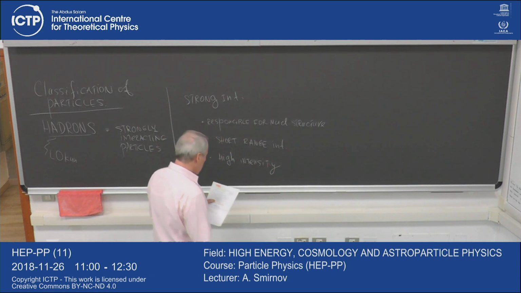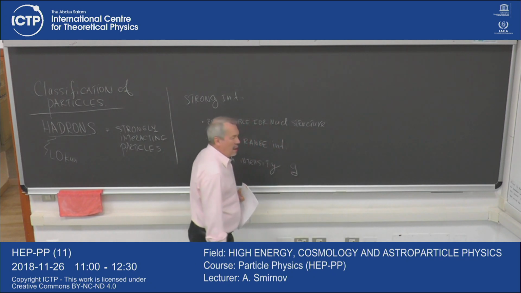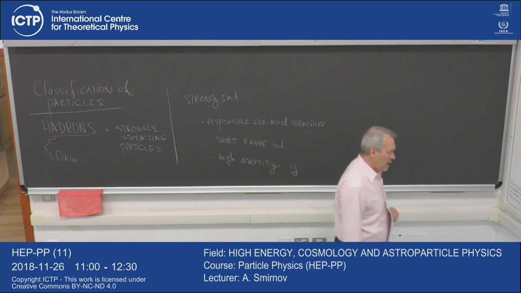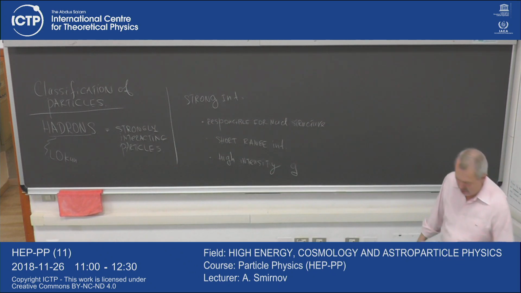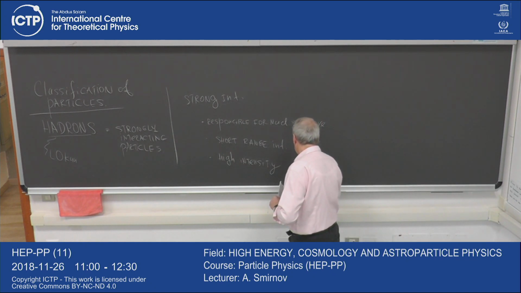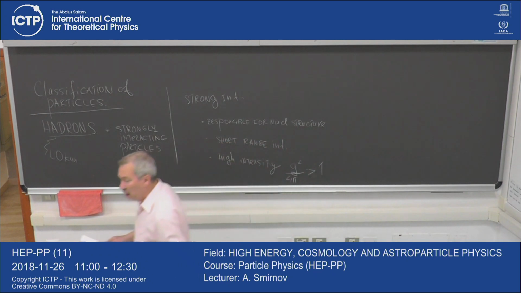So that the typical coupling, and here we can say the coupling between pions and the nucleons as an example, is much bigger than 1, or g squared over 4 pi is substantially bigger than 1, at least at low energies.